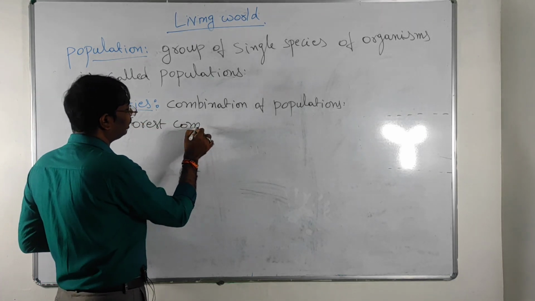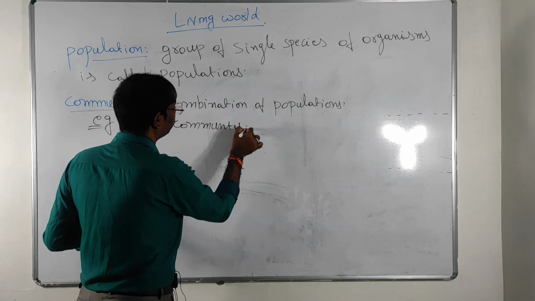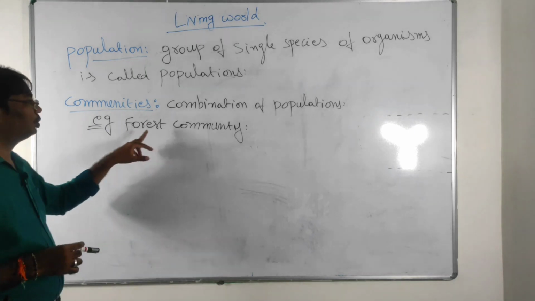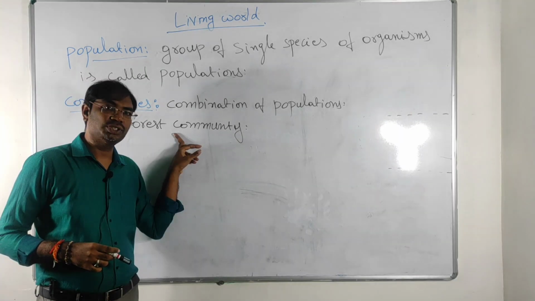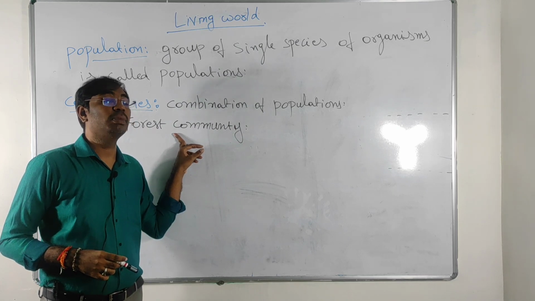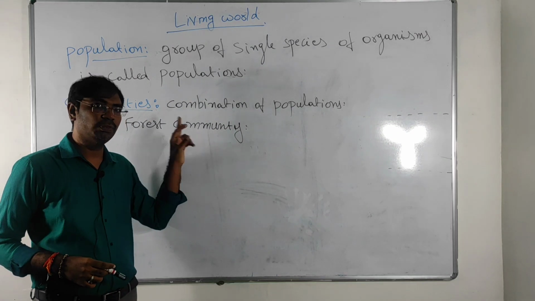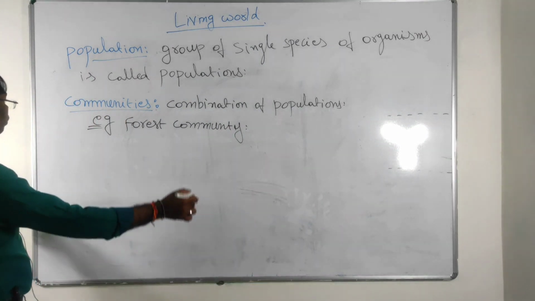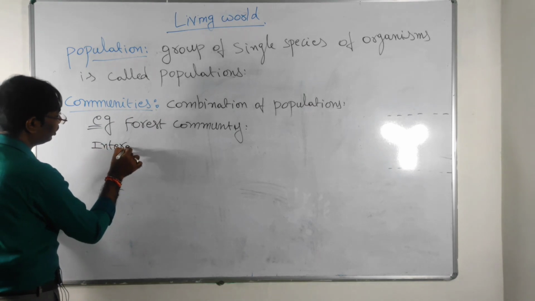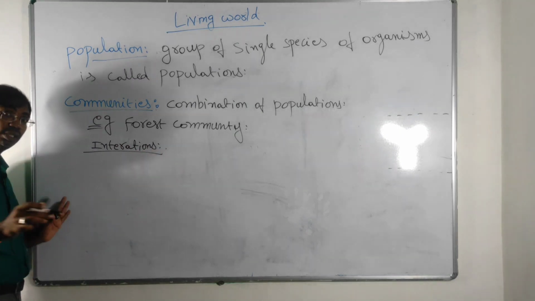One example I gave for communities is called a forest community. A forest contains so many kinds of populations: plant populations, animal populations, and bird populations present in the forest. So a forest is an example of a community. Different interactions are present in these areas, in populations and also in communities.